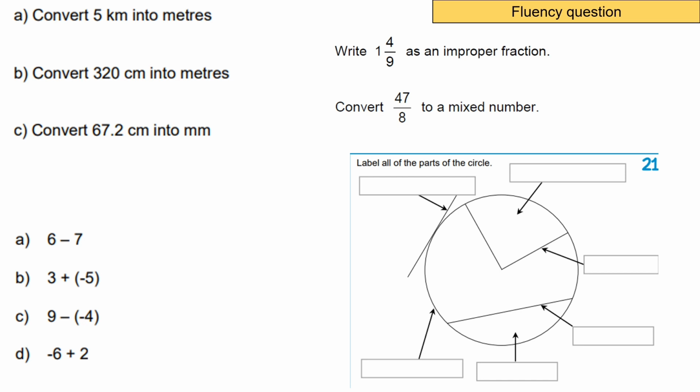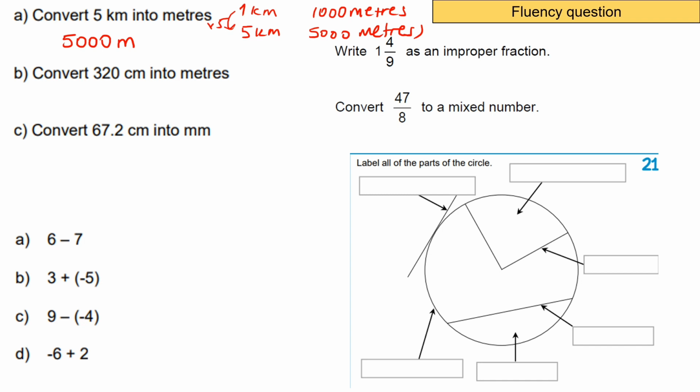So in 1 kilometer, there are 1,000 meters. And if that's the case, for 5 kilometers, it's going to be times it by 5. Therefore, it's going to give you 5,000 meters as your answer. So it's going to be 5,000 meters for this one.